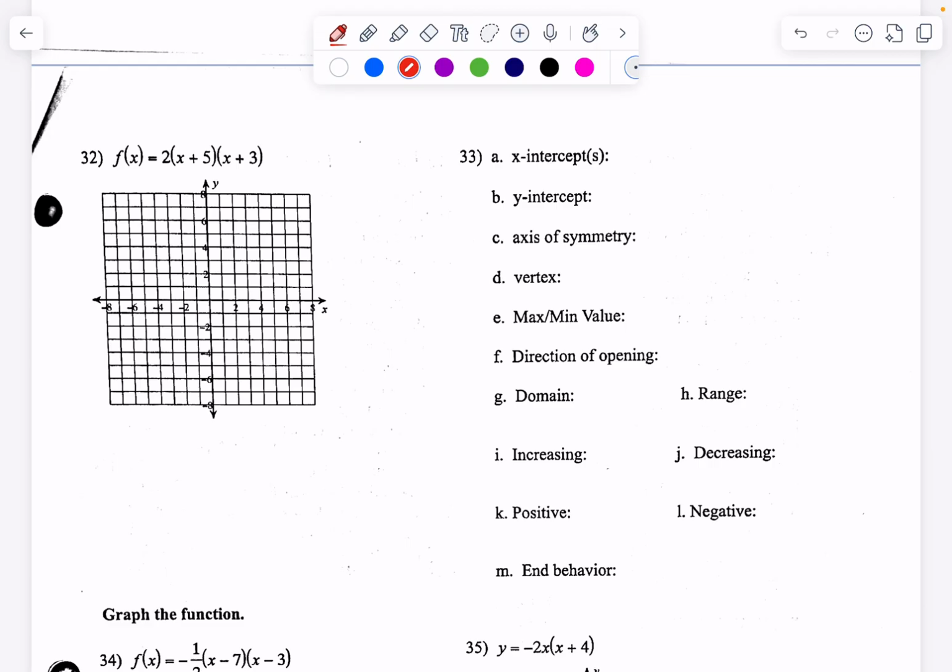Okay, so x-intercepts are at -5 and -3, which means our axis of symmetry is at -4, which means we have to go plug in -4. So that'd be 2 times -4 plus 5 times -4 plus 3, which would be 2 times 1 times -1, which would be -2. So -4, -2 is our vertex.